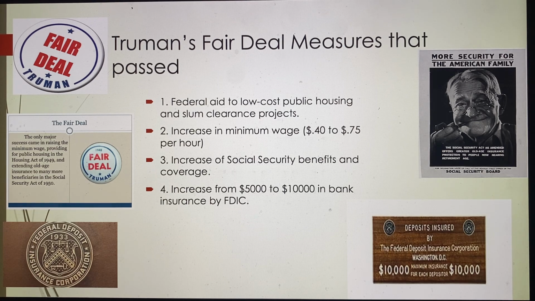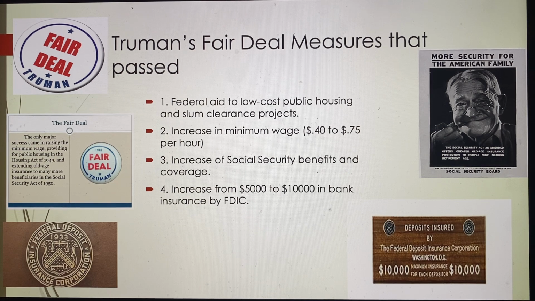Truman's Fair Deal measures that passed. So some of his Fair Deal measures passed, not many, but some did. The federal aid to low-cost public housing and slum clearance. So his heart was to go out there and clear out these slums and bring federal aid, low-cost housing to those in need, and which passed. Number 2, increased minimum wage. It's hard to look at this increased minimum wage because the minimum wage was just 40 cents. And he raised it to 75 cents.